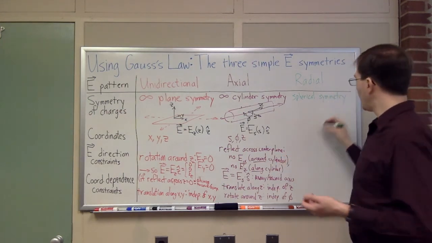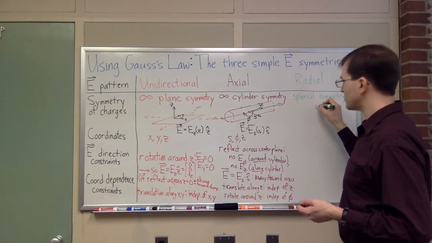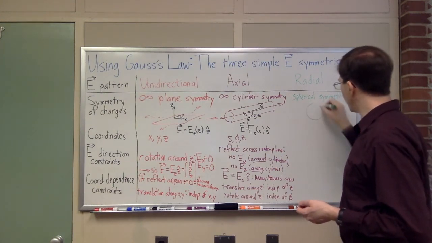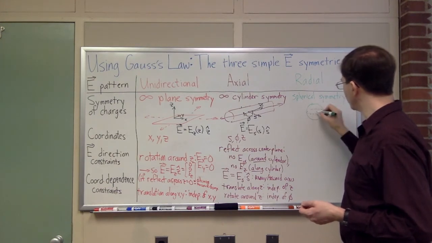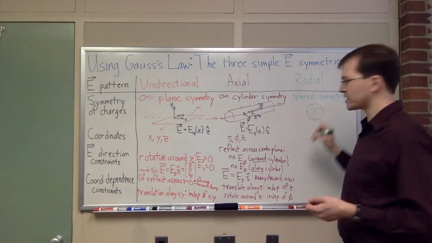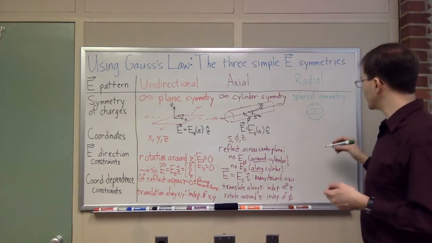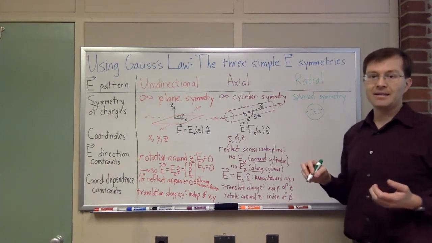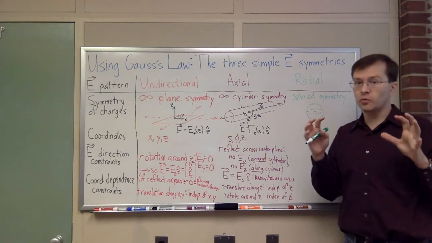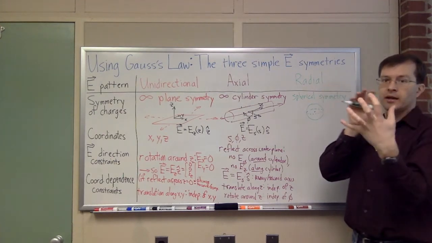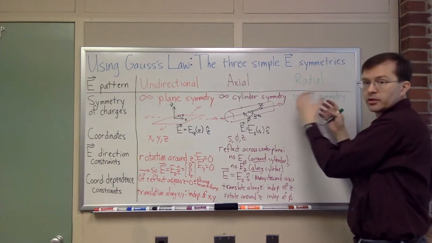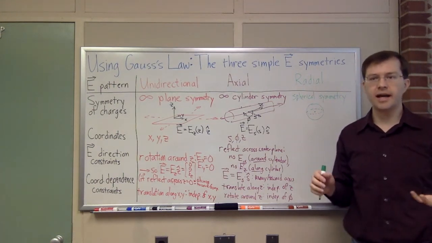Spherical symmetry. So I'm going to just have some spherical distribution of charge, and by the way, a single point counts as a spherical distribution. If it's a single point at the center of some sphere, that's a spherical distribution. And if I have a perfectly spherical distribution, what that means in particular is that I can rotate around the center any which way, rotate that sphere any way I want to, and the charges will look the same.